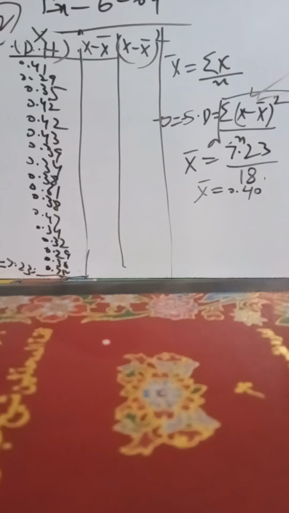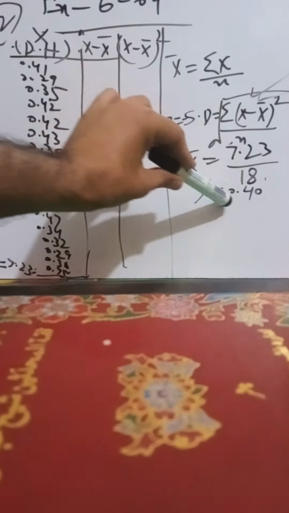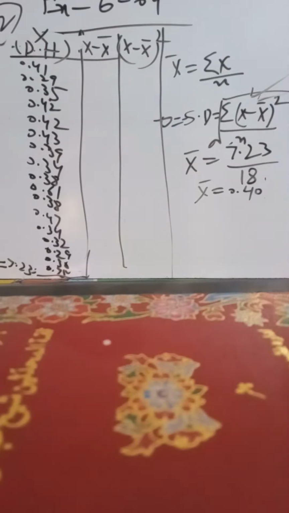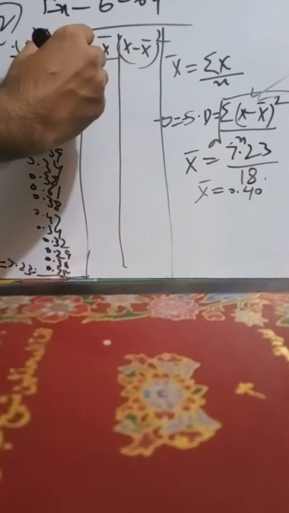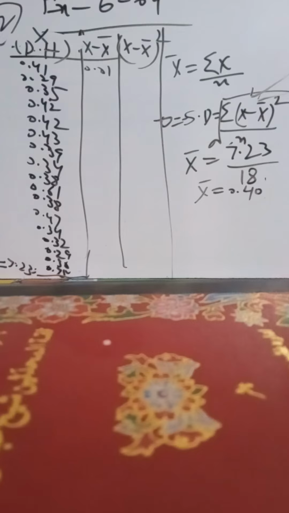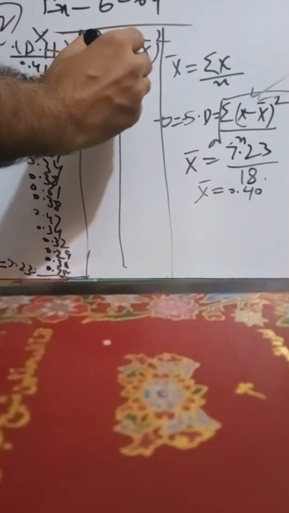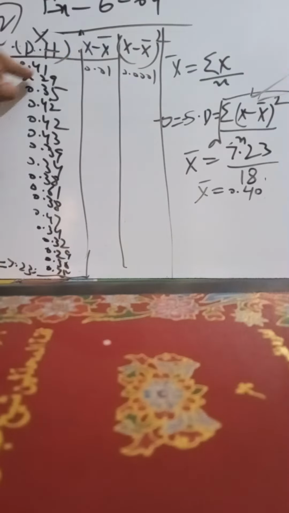For example, for the first, I have got 0.41, this is x bar. So each observation, like in the previous question we already learned about that, each value will be subtracted from its average. This is 0.01, and I got square over that, and its square is 0.0001.